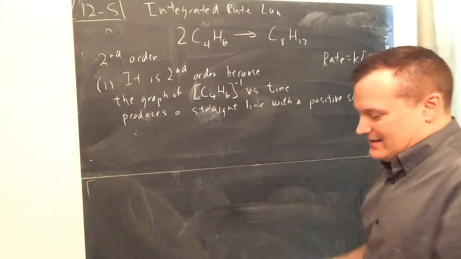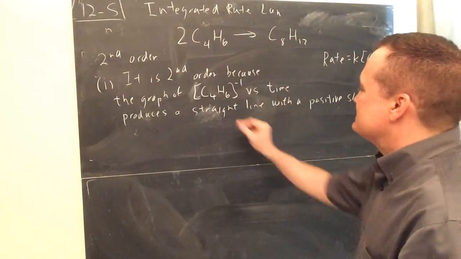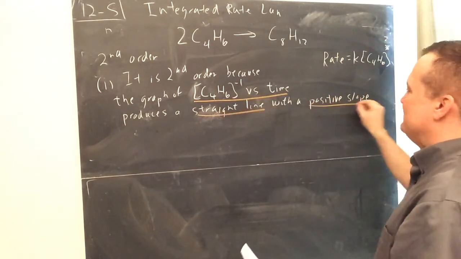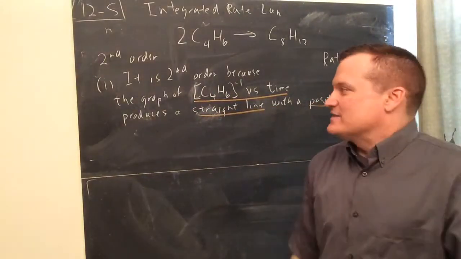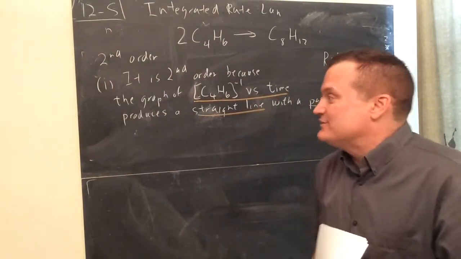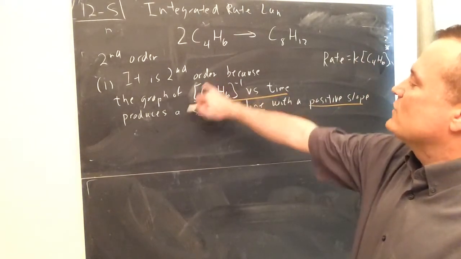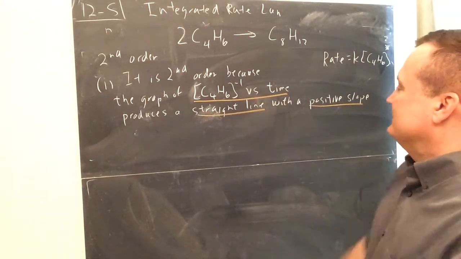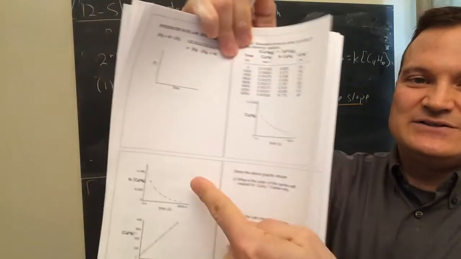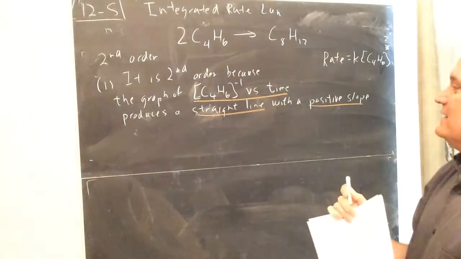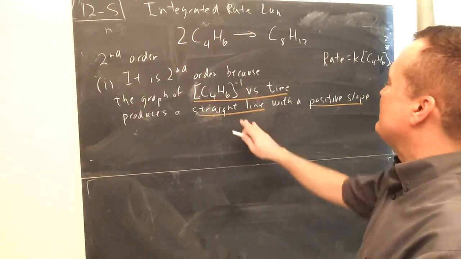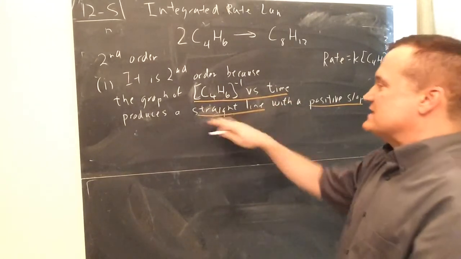Now, let me tell you how important this is. That is very important. Because a lot of people, when I give quizzes and tests, and even on the AP exam, I'm sure, write, it's second order because the graph gives a straight line. They gave you 3 graphs. 1, 2, 3. The graph gives a straight line. Or it is second order because the graph makes a straight line with a positive slope. You have to say all of those things.